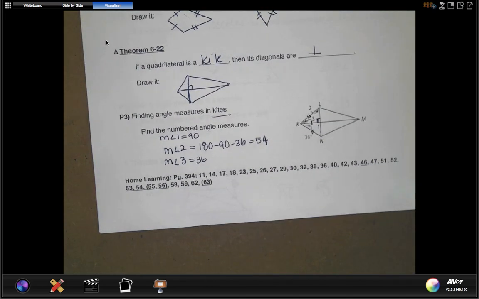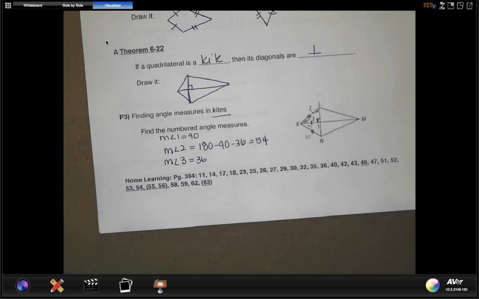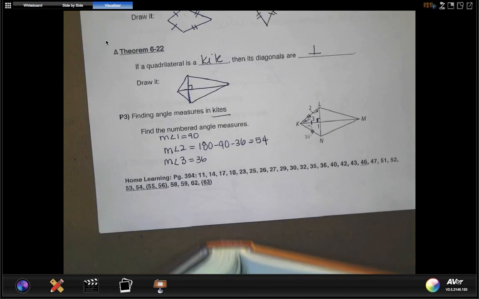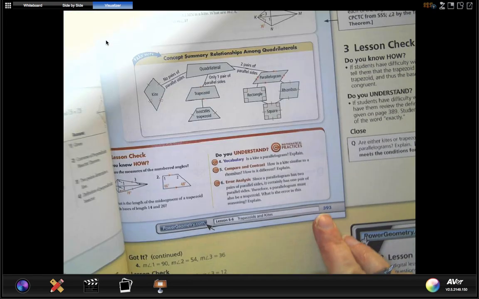All right, let's look at a couple of these homework problems. Oh, just before we look at the homework problems, since I'm looking at this chart here, this is on page 393 of your book.